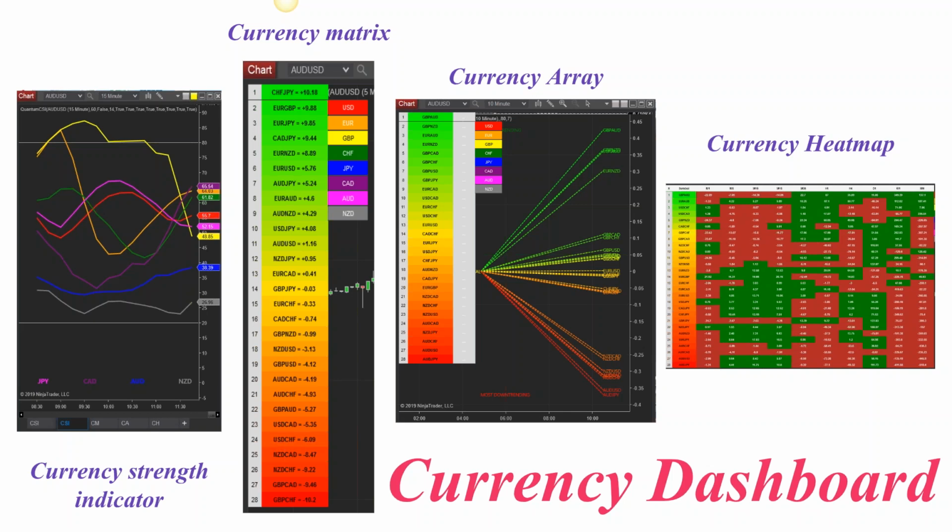The other way to use the heat map is obviously the ranking ladder on the left-hand side. This takes a slower term view of where currencies are moving, currency pairs are moving in terms of up and down the ranking ladder.